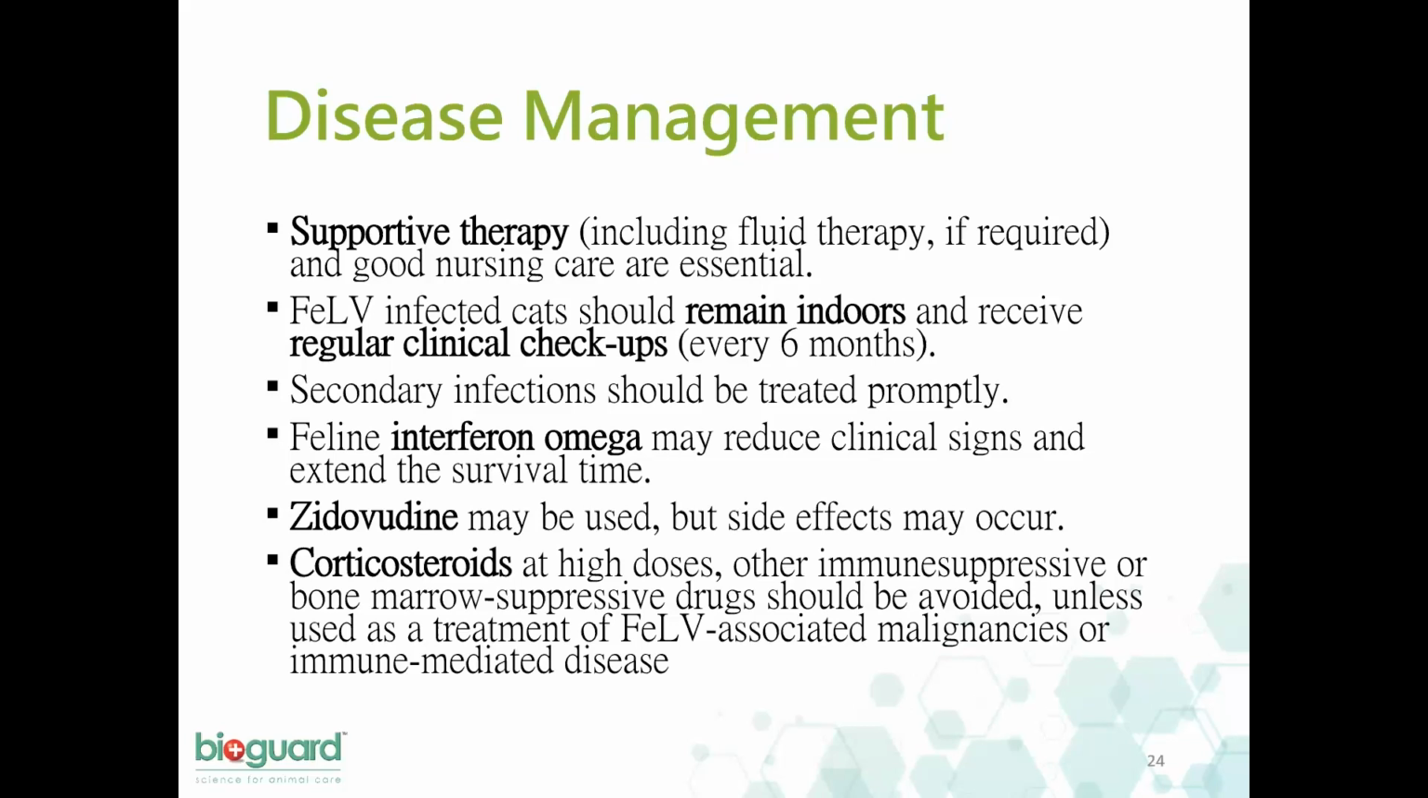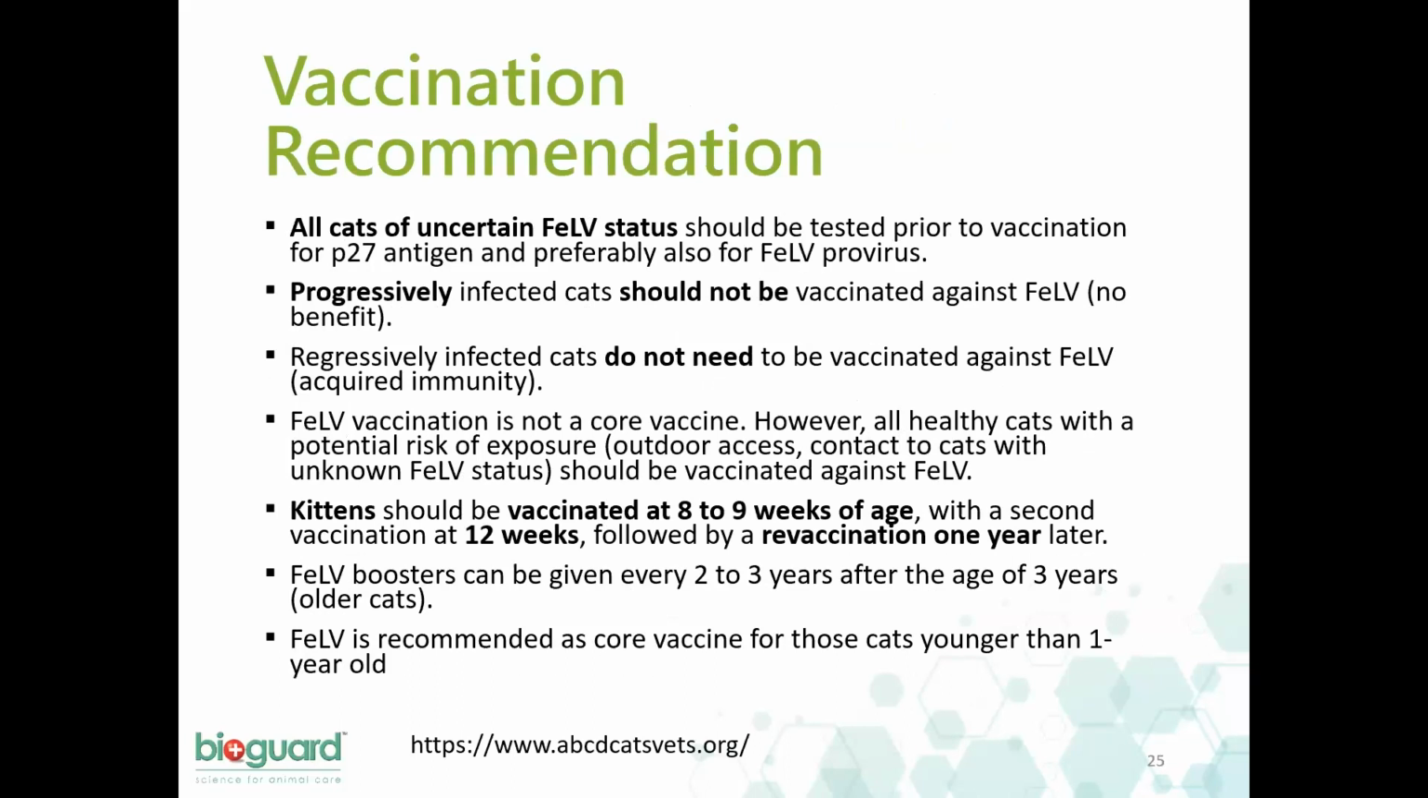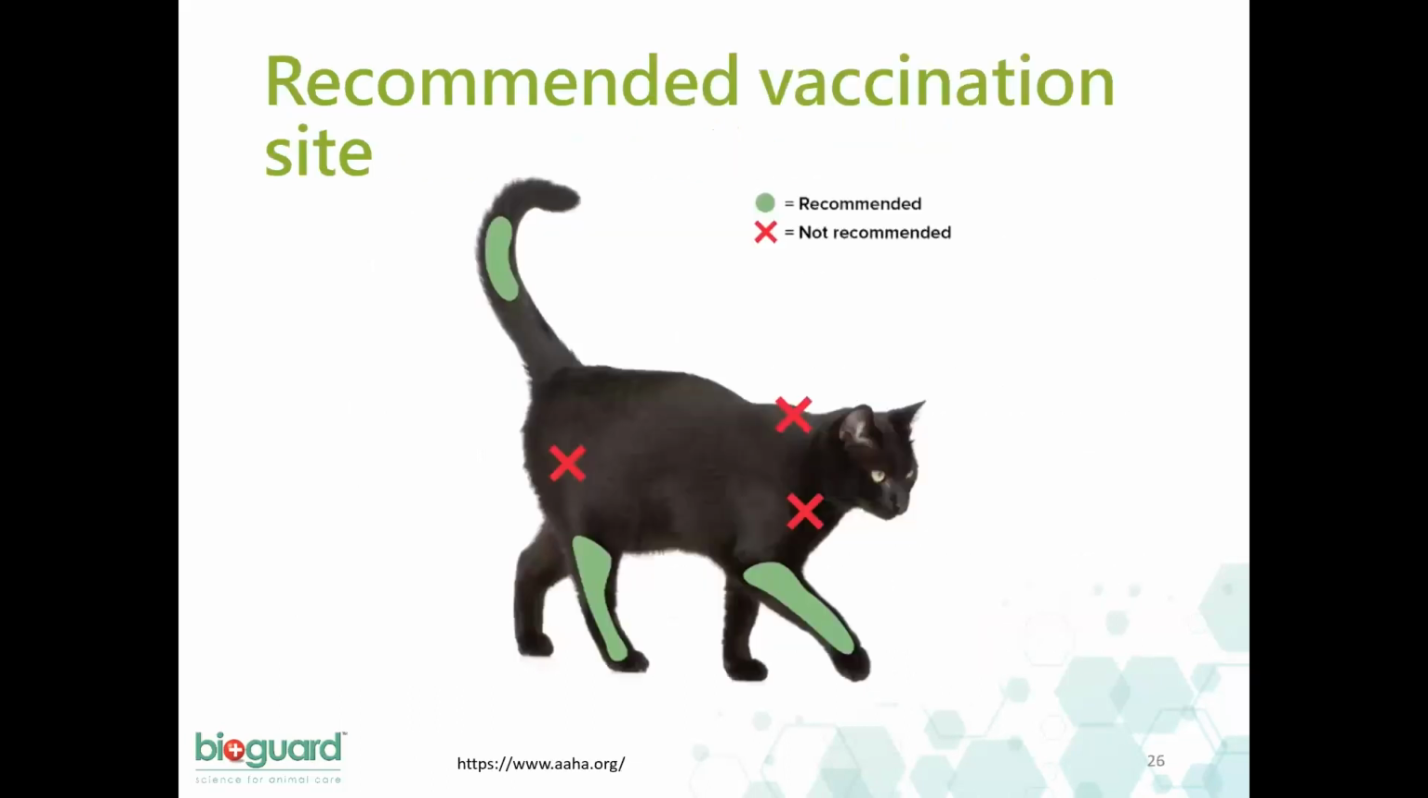So FeLV is recommended as a core vaccine for cats younger than 1 year old. For the recommended vaccination sites, these are the sites for administering the vaccine, only on the limbs and the tail. This is recommended by AAHA.org. You can visit their website here.